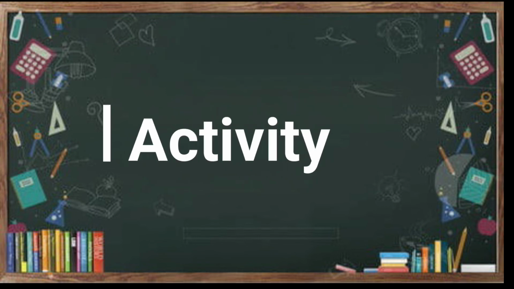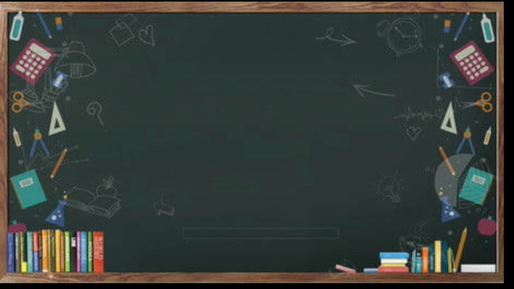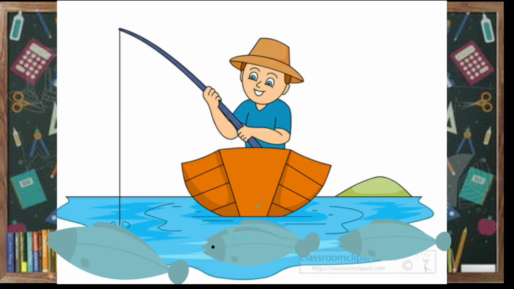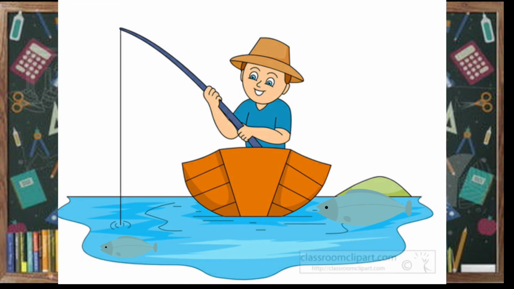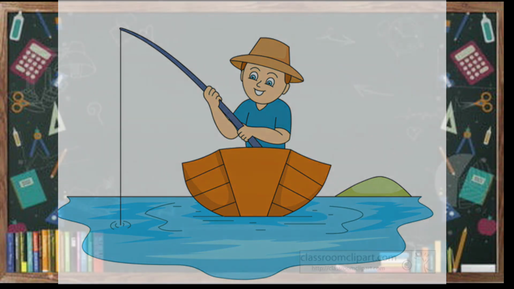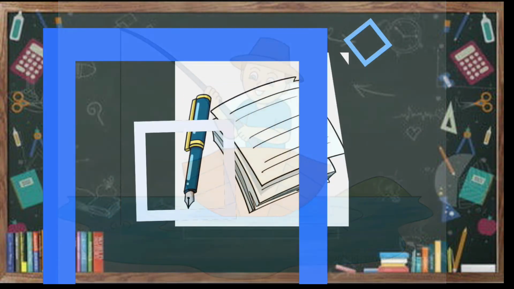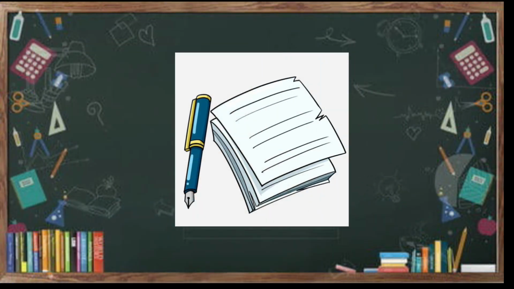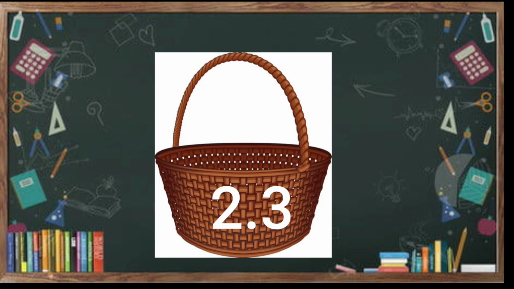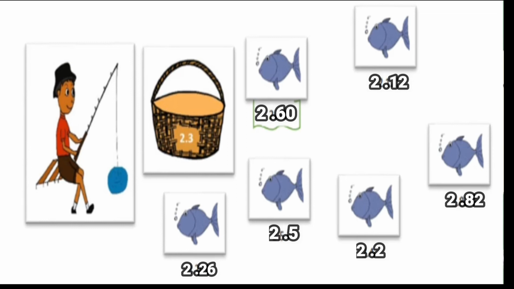Do you want to go fishing? Great! Let's go fishing. Let's catch all the fishes showing decimals which are bigger than the given decimal inside the basket. Okay, so let's start with our activity. Make sure you have your paper and pen so you can go fishing with me. The decimal given inside the basket is 2 and 3/10. Help me catch all the fish bigger than 2 and 3/10. So what are the fish that we need to catch?